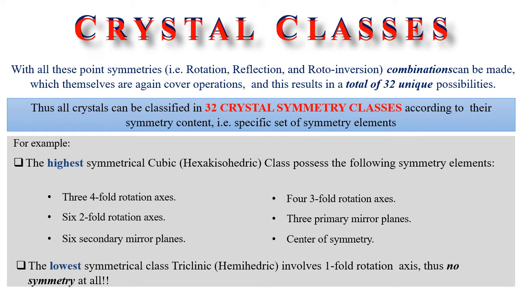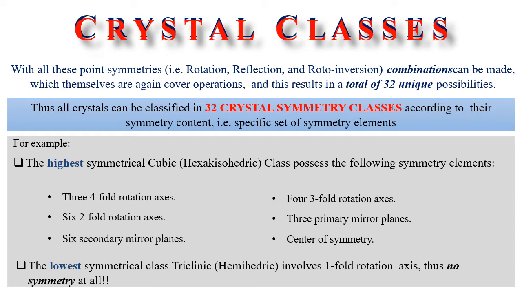Now with all these point symmetries, that is rotation, reflection and roto-inversion, combinations can be made which again and again cover different operations, and this results in a total of 32 unique possibilities. Thus all crystals can be classified into 32 crystal symmetry classes according to their symmetry content. So for example, the highest symmetrical is the cube class that possesses the following set of symmetry elements.